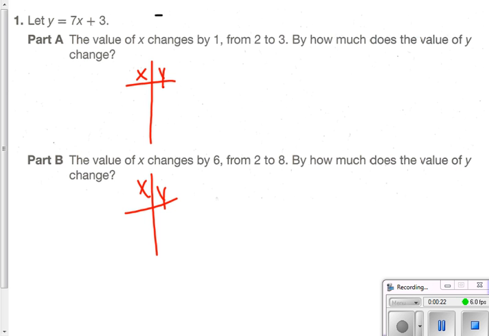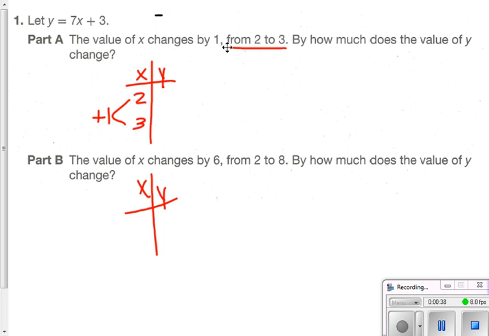They give us an equation, y equals 7x plus 3. Part A says the value of x changes by 1 from 2 to 3. So x is going to change by 1 from 2 to 3. That is a change of 1. We want to figure out, what does y change by?